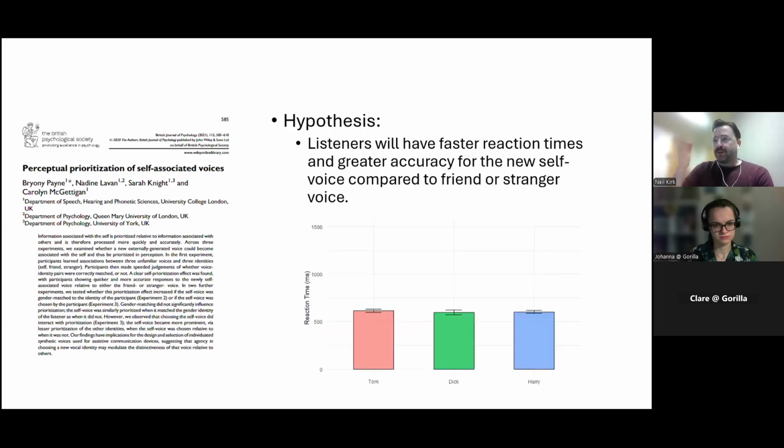Now, just to emphasize, if the labels were assigned as belonging to Tom, Dick, and Harry, we might not be any particularly faster at any one of them compared to the others. We might just be equally good, equally fast, equally accurate across the three names. But if it's associated as belonging to us, like you, friend, and stranger, we might expect a pattern where they're faster with the new self-associated you voice. So the hypothesis here was that listeners will have faster reaction times and greater accuracy for this new self voice compared to the friend or stranger voices.